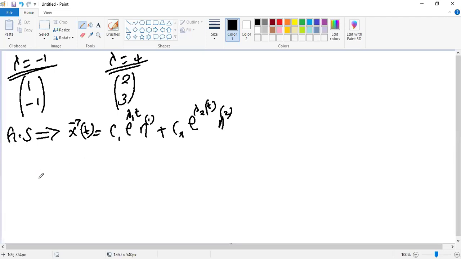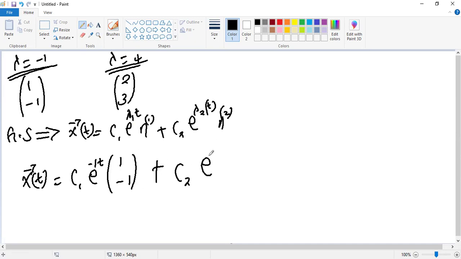So in our case here, our general solution will be given by x(t) is equal to C1. We still don't have the values for the constants, but we have the eigenvector and eigenvalue. Eigenvalue is -1, so exponential -1t, and then the eigenvector for this is (1, -1), plus C2 exponential 4t. The eigenvector for this is (2, 3). So far, this is what we have as our general solution.